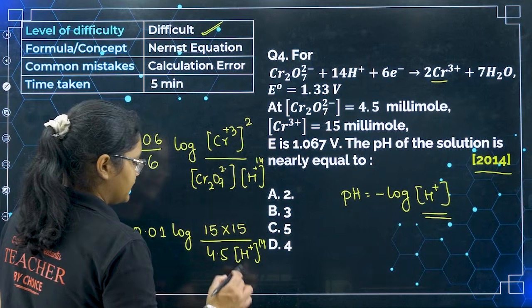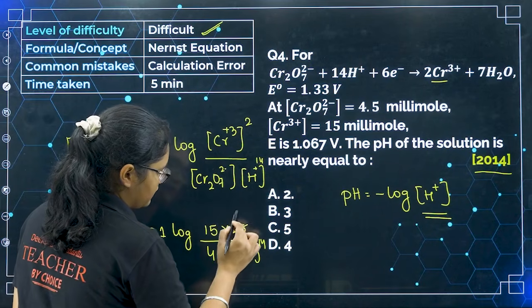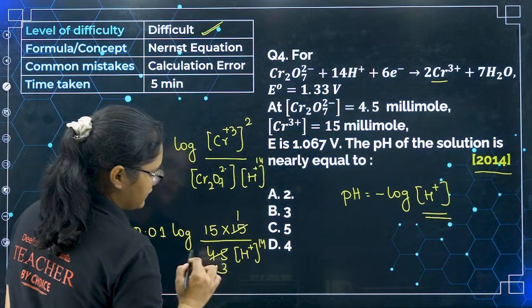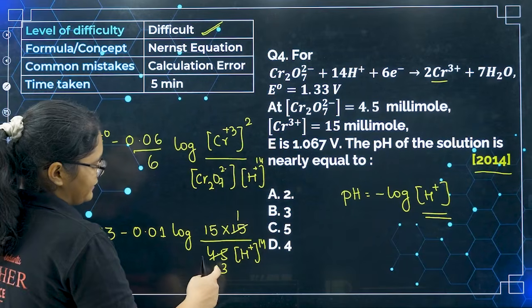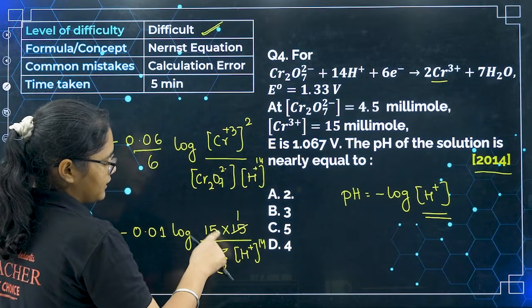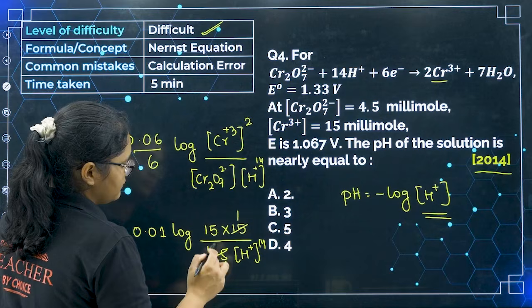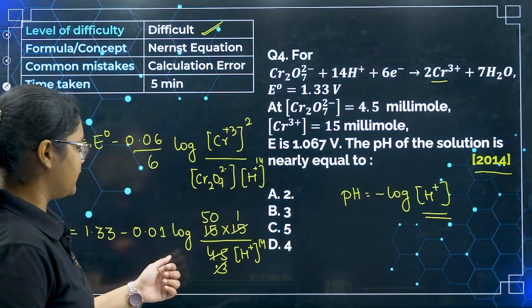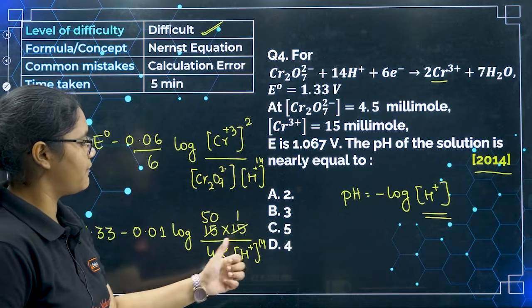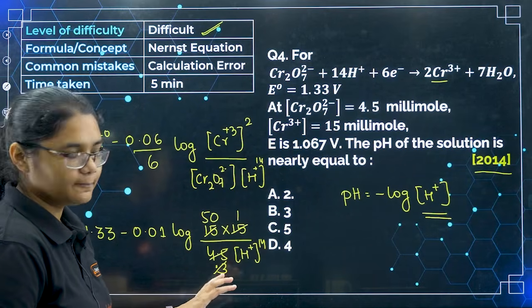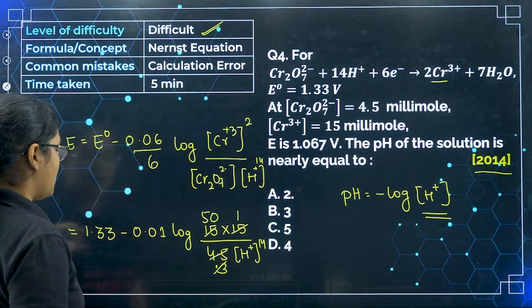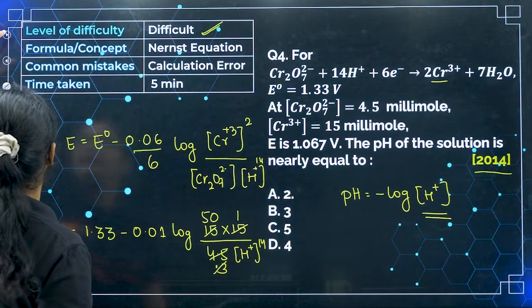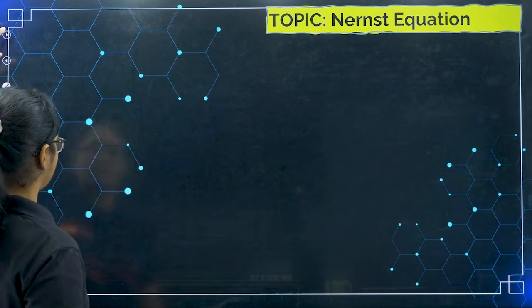Now what I can see here is, if I solve this, 15 ones are 15, 3s are 45, right? So I can write this as 3 by 10, so 3 by 150, so it will become 1 by 50, right? So I got here 50 by H plus to the power of 14, right? So now let's move to the next slide. I'll just keep this calculation on the next part.